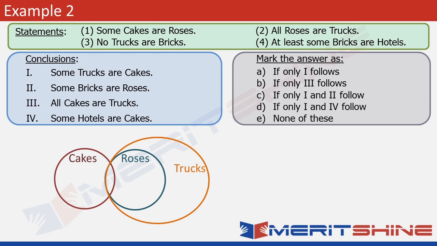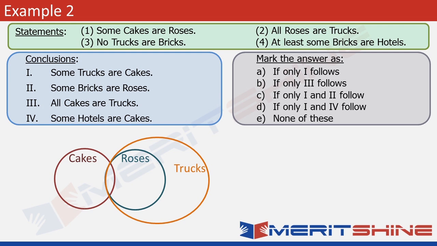Now there is something that you should notice here in this figure. When we draw trucks, we ensure that it intersects only that part of cakes that is shared with roses. This is very important. This again follows the principle of minimum overlap. We did not extend trucks to that part of cakes that is not shared with roses. So remember this. You get questions on this. We'll see them later. Alright, let's look at statement 3 now.